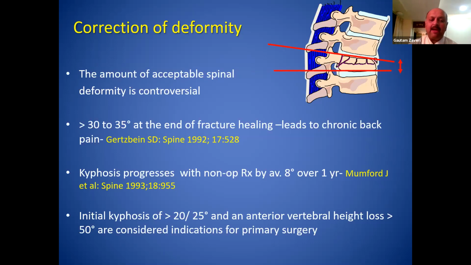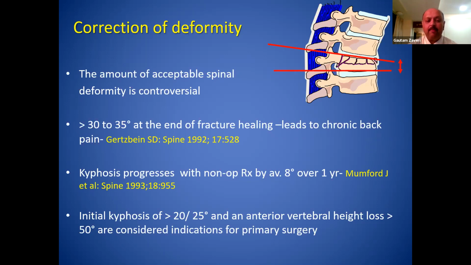However, in a paper by Gertzbain, it was shown that patients who at the end of fracture healing had more than 30 to 35 degrees of kyphosis ended up having a lot of chronic back pain. Mumford showed that if the patient was treated conservatively, whatever type of treatment was chosen, the kyphosis increased by an average of 8 degrees over a period of 1 year.